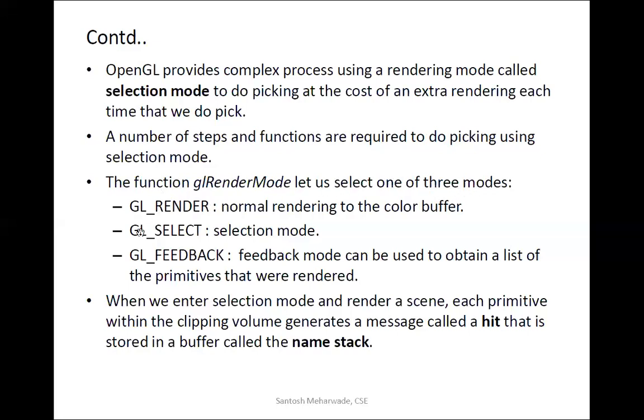That is GL_RENDER, GL_SELECT, and GL_FEEDBACK. Render is normal rendering to the color buffer, select is for the selection mode, and feedback is for the feedback mode, which can be used to obtain the list of primitives that were rendered. It means one is for rendering, one is for selecting, and one is for feedback, meaning what type of primitive has been selected, and its relative information will be given back to the user.